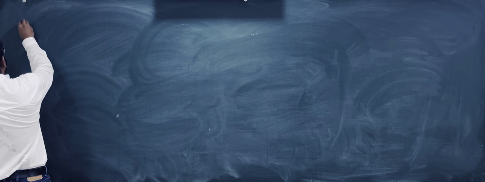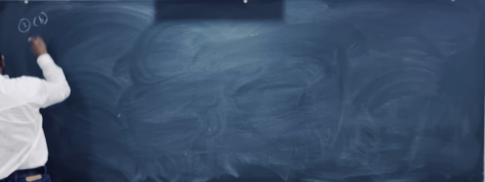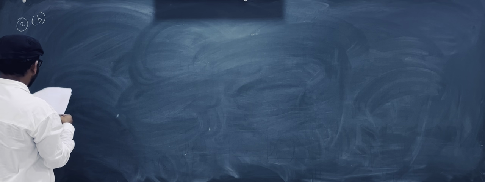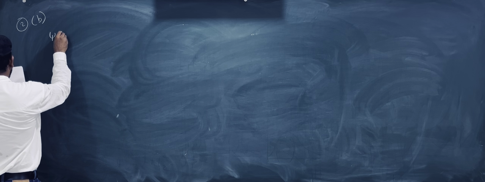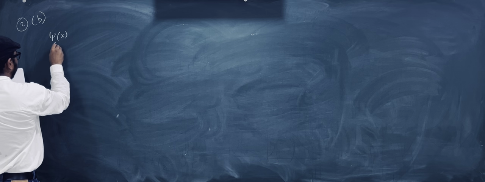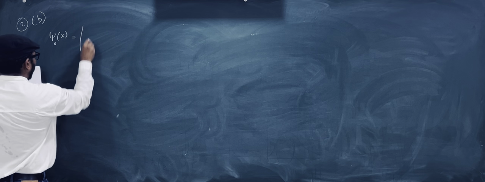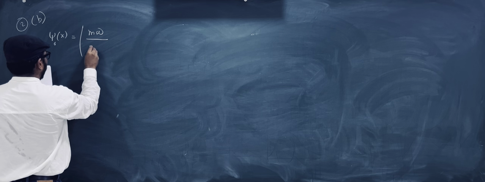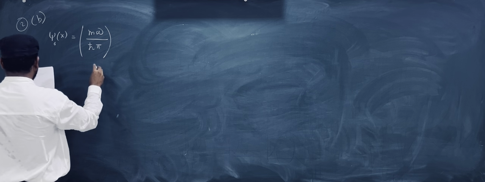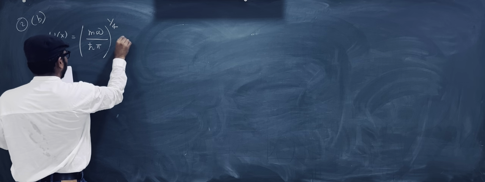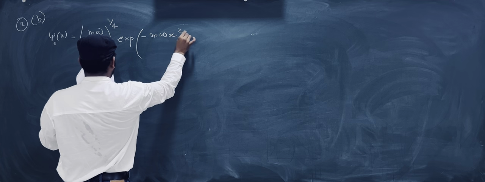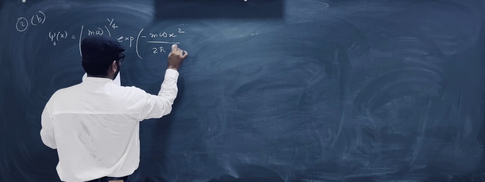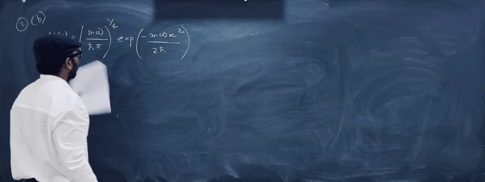Next question is question number 2 part B, it's for 15 marks, very easy. It says that we have the ground state wave function of the harmonic oscillator, which is psi naught of x equals (m omega over h cross pi) to the power 1 by 4 times exponential of minus m omega x square over 2 h cross. So we have the ground state.